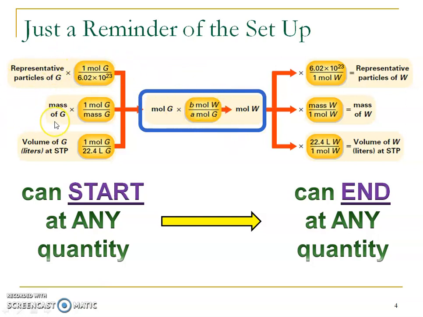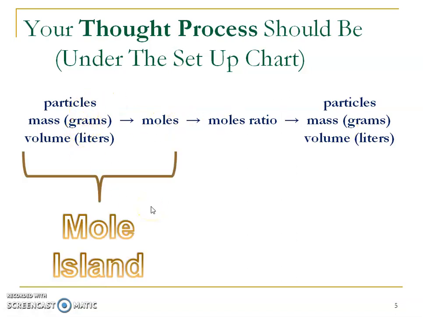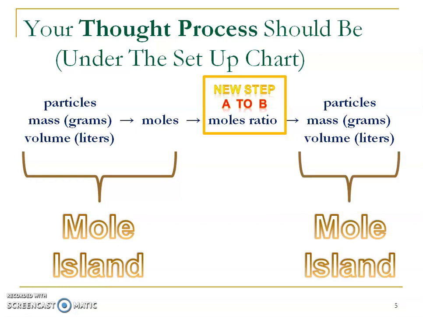Remember, this beginning step is mole island. Then we use that new mole ratio step and go back to mole island to end at any one of those quantities. Again, this should be your thought process. You start at any one of these particles, mass or volume, and go to moles using mole island, then use the mole ratio, the new step going from substance A to substance B. Remember, the unit is the same, moles to moles, but this is where we go from one substance to another using the coefficients from your balanced equation, and then use mole island again to go from moles back to one of those quantities.